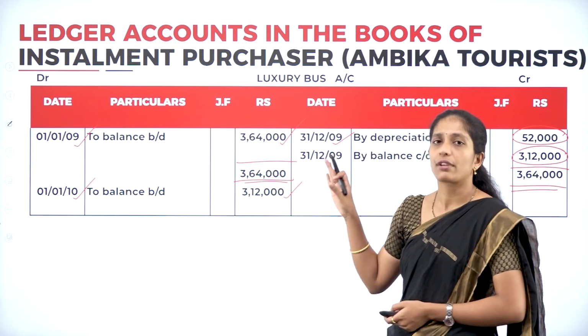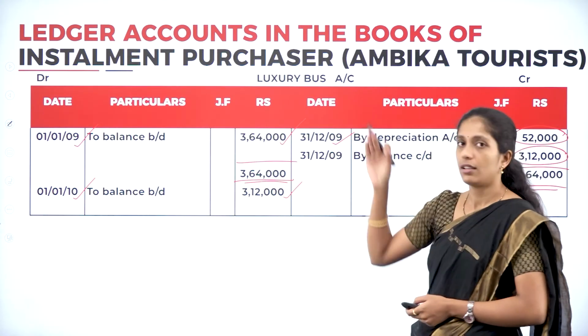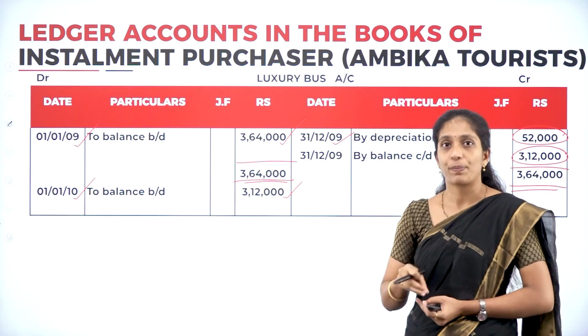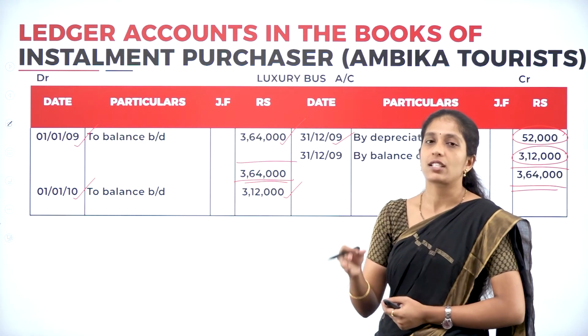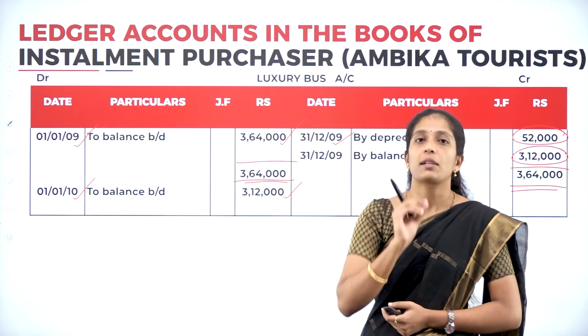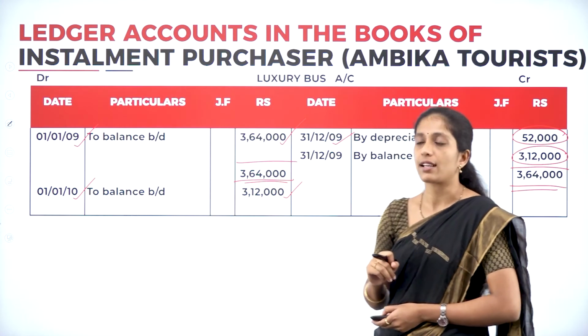So this is how you are going to prepare your asset account. In the first year, you have to record entries for asset purchased and depreciation. In all the remaining years you will have an entry only for depreciation, and the balancing figure has to be carried down.